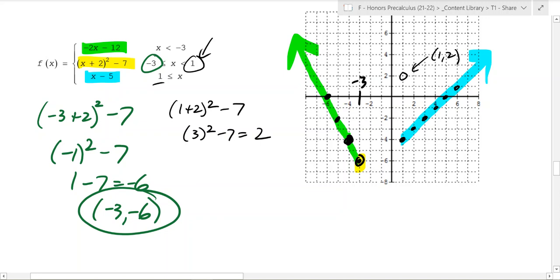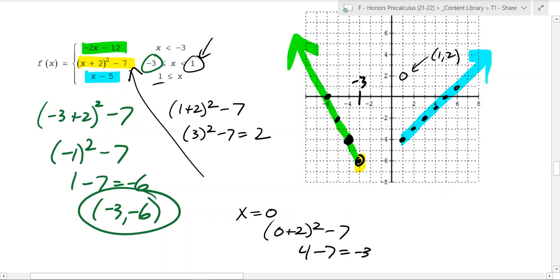You could do the y-intercept when x is equal to 0. So 0 plus 2 squared minus 7 is 4 minus 7, which is negative 3. So it's actually right there. So it's going to be a parabola like this. So that's what it would look like.